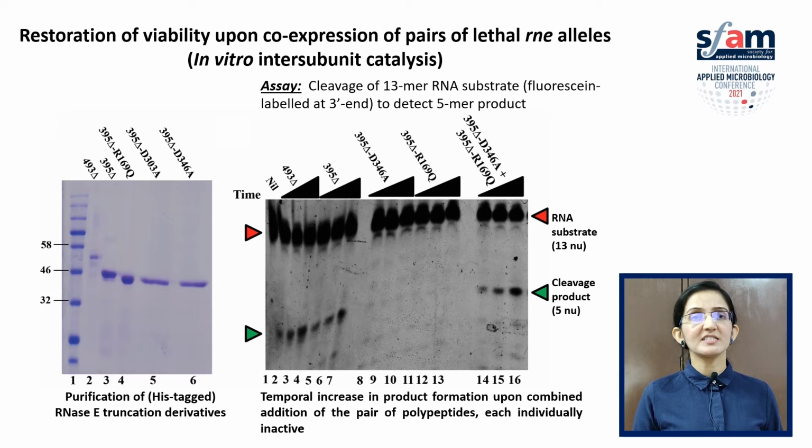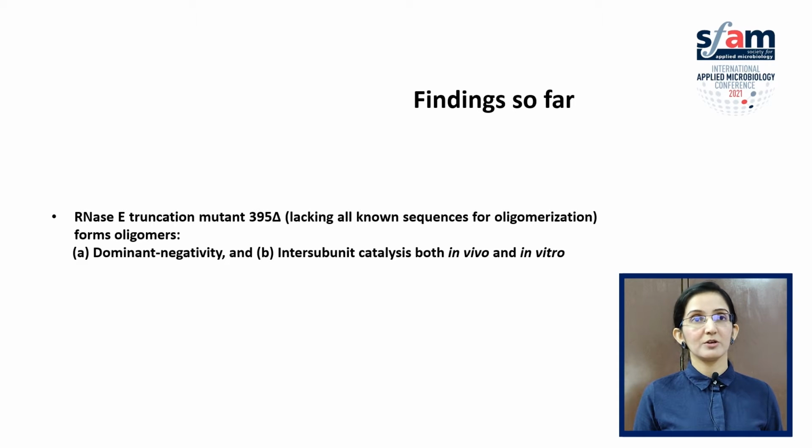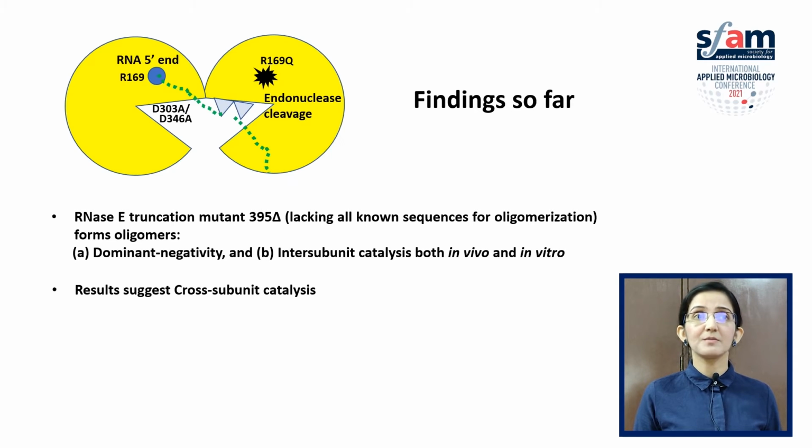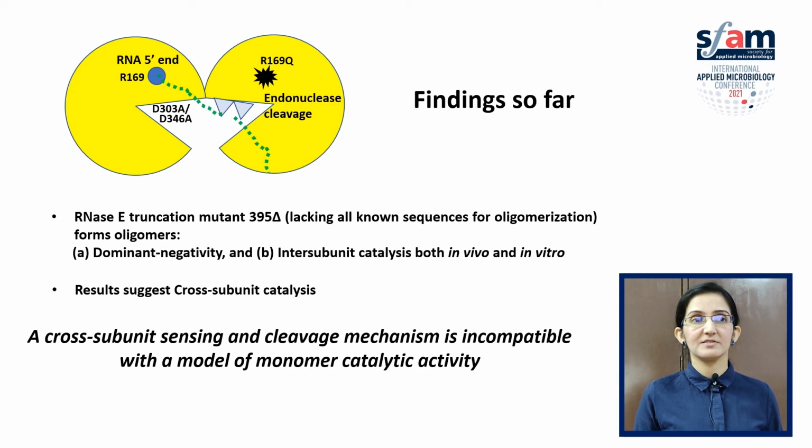Hence, the findings so far suggest that 395 delta, lacking all known sequences for oligomerization, does oligomerize, and its RNA cleavage mechanism is apparently through 5' sensing by one subunit and endonuclease cleavage by another. But a cross-subunit sensing and cleavage mechanism is incompatible with a model of monomer catalytic activity. So, are they forming dimers? If yes, then how? Could RNA binding play a role in dimer assembly?